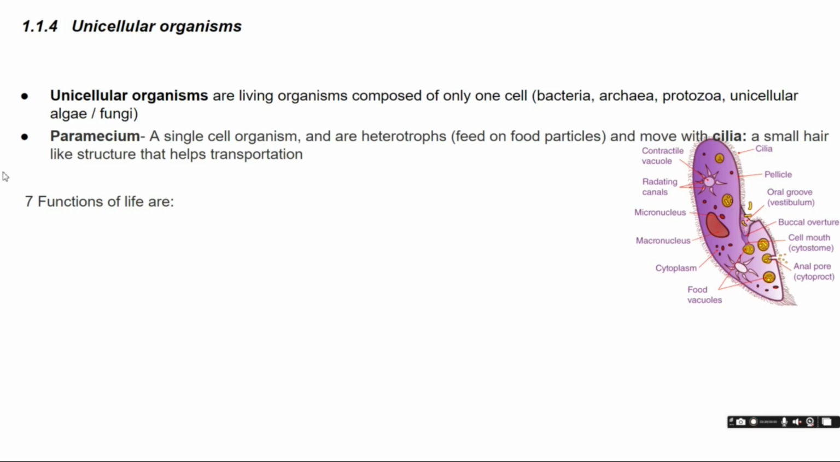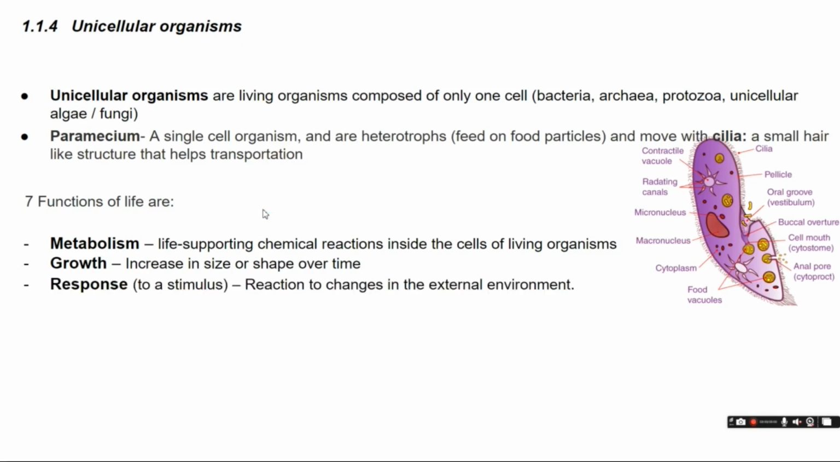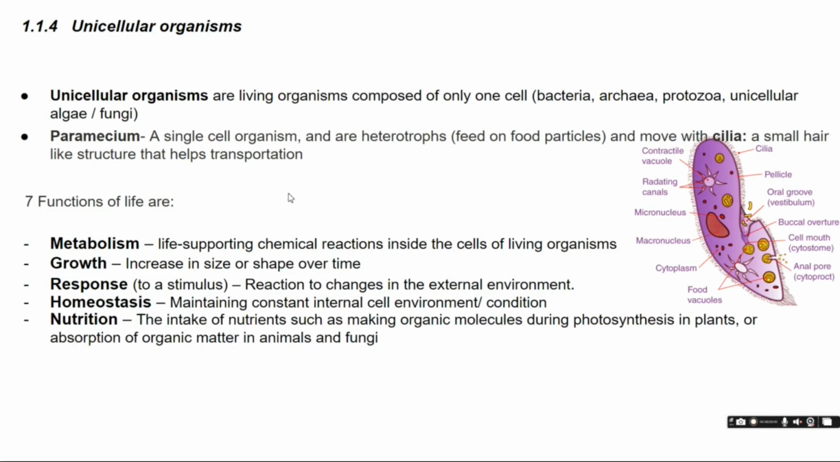They're really important. The 7 functions of life that all cells need to undergo are, firstly, metabolism, which are all the life-supporting chemical reactions that are inside the cells of any living organism. Second one is growth, which is the increase in size or shape of a cell over time. Third one is response to external environment or stimuli. And homeostasis as well. It is the maintaining of the internal conditions inside of a cell.